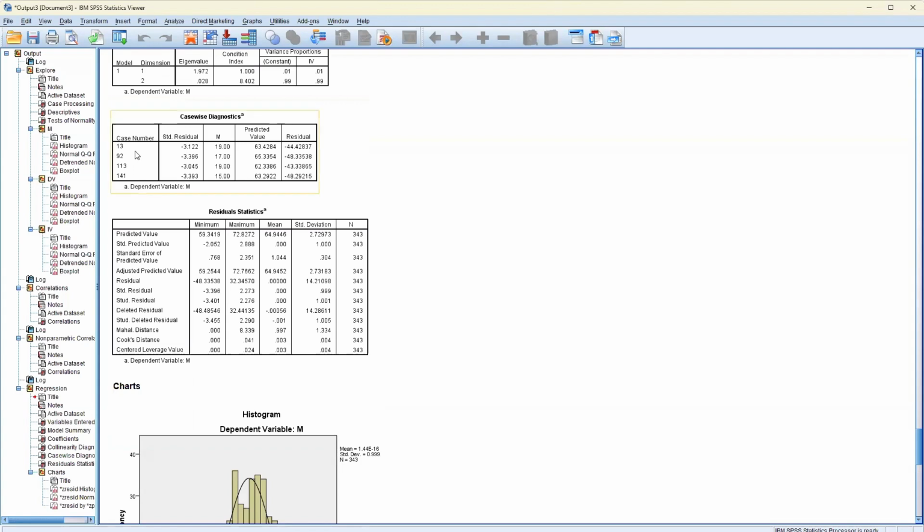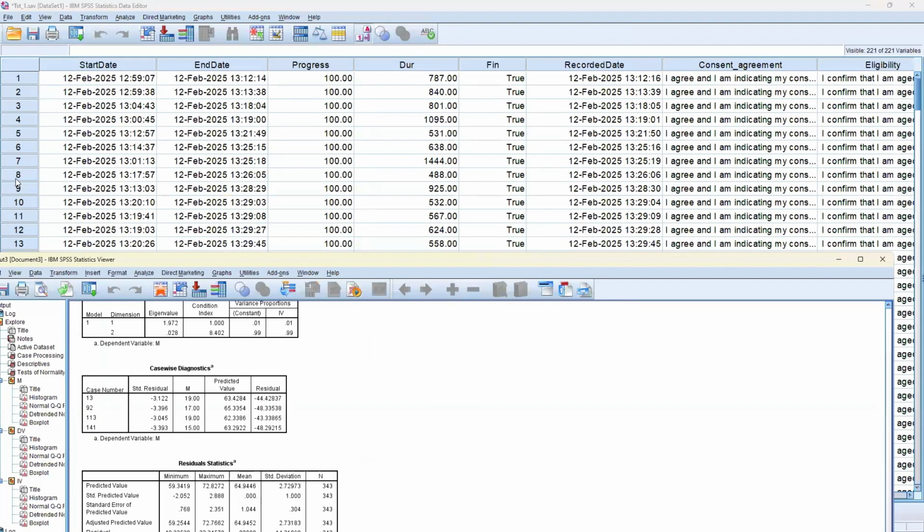outliers. So you see that we have four outliers here, four participants that are different from other participants by at least three standard deviations. The standard deviation of difference is more than three for participant number 13, participant number 92, and participant number 130. If you go to your data, if I can show you, for example, here 1, 2, 3, you can find them here, the number 13, 92.